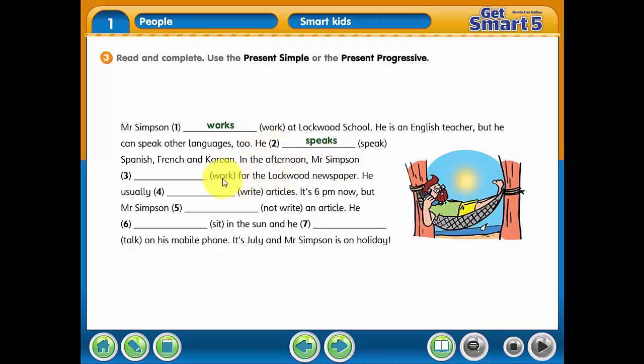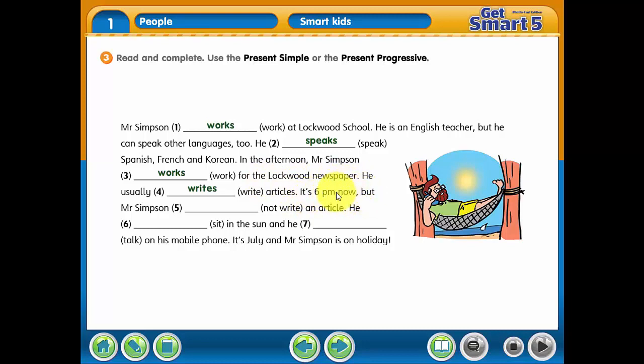Mr. Simpson work for the Lockwood newspaper. He also works for a newspaper. This is also permanent. He works. He usually, as soon as you see the word usually, automatically the verb is present simple: writes. He usually writes articles for the Lockwood newspaper.